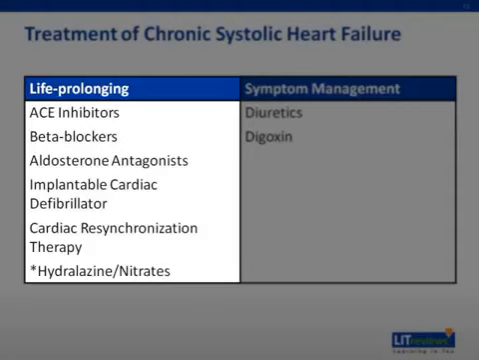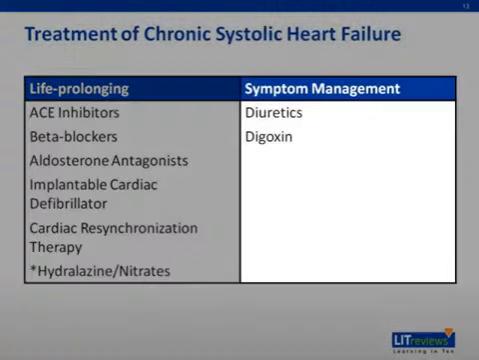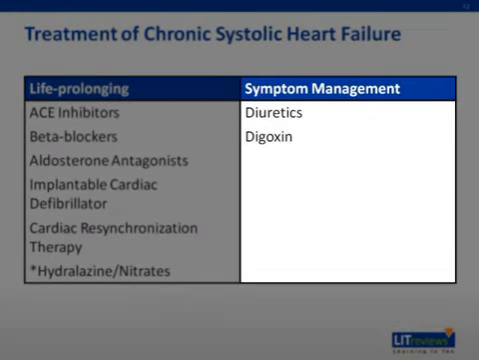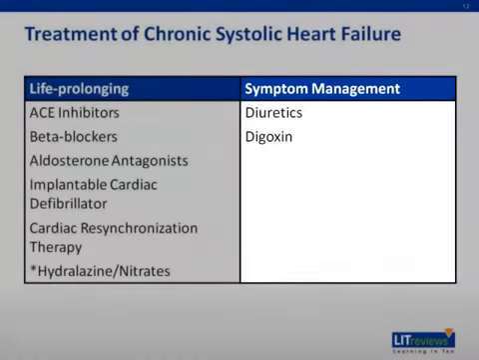The use of hydralazine and nitrates are indicated in African Americans who are otherwise on optimal medical therapy and whose blood pressure can tolerate the addition of these agents. While diuretics and digoxin have not been shown to have a mortality benefit in heart failure, the addition of these agents to a chronic heart failure medication regimen is known to improve symptoms of volume overload and likely reduce the need for hospitalization.